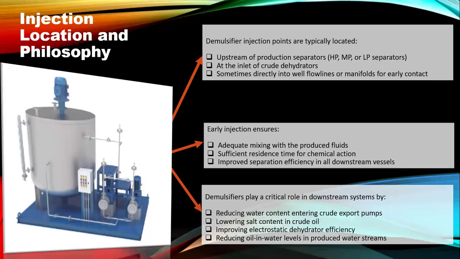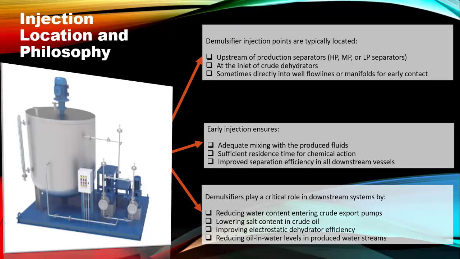And then the demulsifier plays a critical role in your downstream system by reducing water content, ensuring that crude entering your crude export pumps meets specification, lowering salt content in your crude, improving electrostatic dehydration efficiency, and reducing oil-in-water levels in produced water.